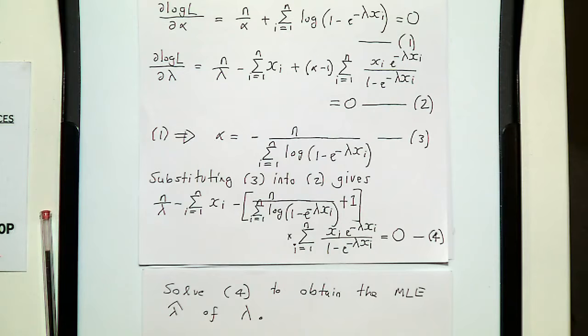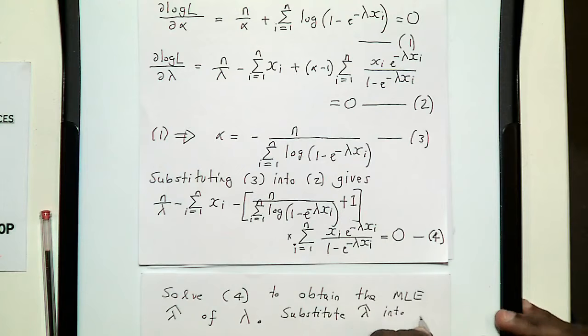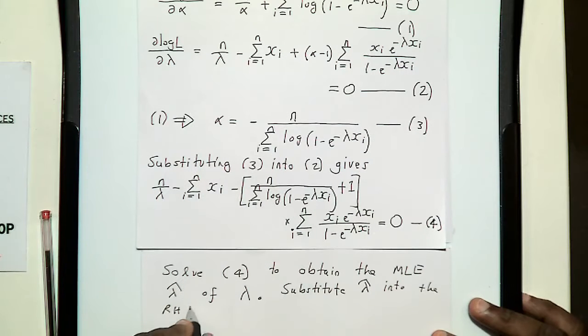Now once you have lambda hat of lambda, substitute lambda hat into the right hand side of equation 3 to obtain alpha hat.